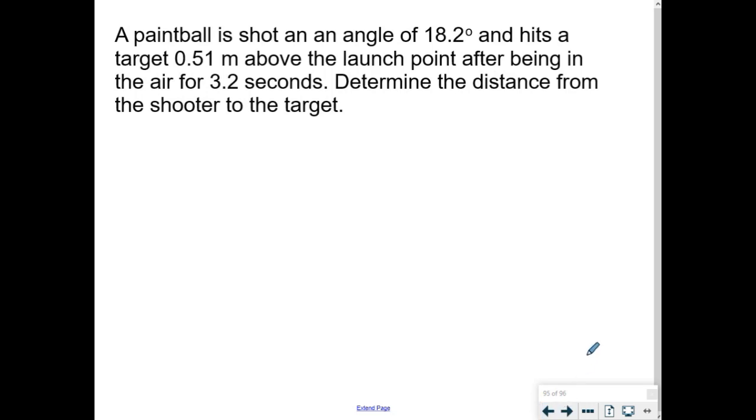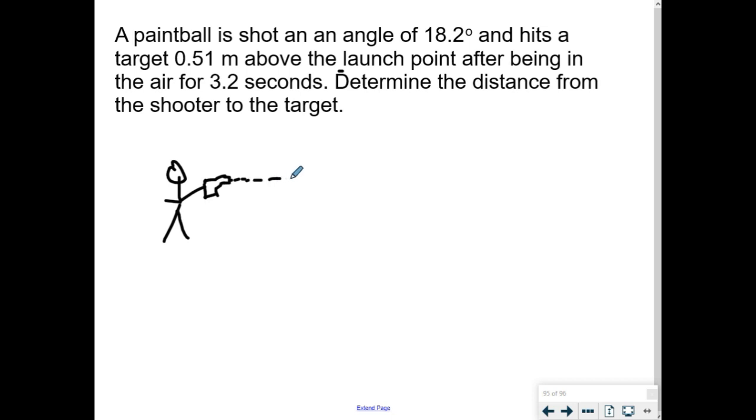It says a paintball is shot at an angle of 18.2, and we've worked with angles before, right? It hits a target 0.51 meters above the launch point after being in the air for 3.2 seconds. So let's imagine this scenario. Here's a guy shooting a paintball gun. Let's say it's a one-handed gun, apparently. And he shoots this thing right here.